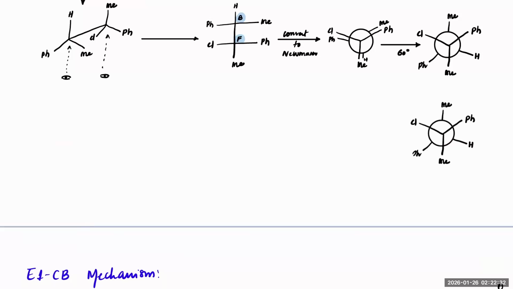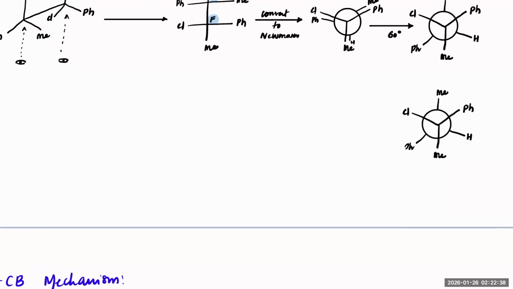Okay. Now notice this particular Newman projection. In this Newman projection, you can clearly notice that chlorine and hydrogen are opposite to each other. So from here, you try to remove chlorine, and from here, the base will remove hydrogen. As chlorine and hydrogen both leave, how does the Newman projection look like now? Now we will have a methyl here and phenyl here, and here we will have phenyl, and here we'll have methyl.